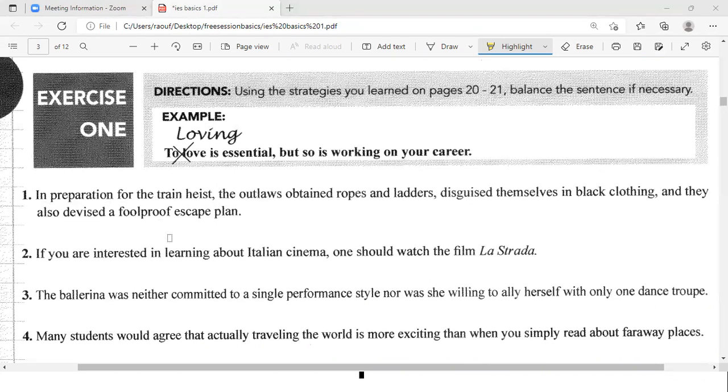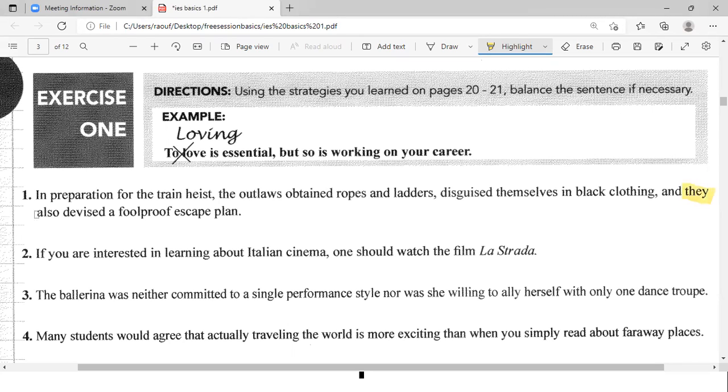Let's see the first sentence together. In preparation for the train heist, the outlaws obtained ropes and ladders, disguised themselves in black clothing, and they also devised a foolproof escape plan. Can anybody pick the error? There's something wrong here. Can you pick it? Remove "they also" and just go and devise a foolproof escape plan.